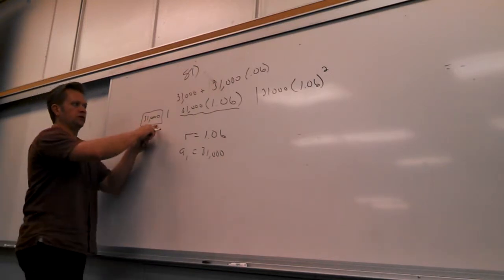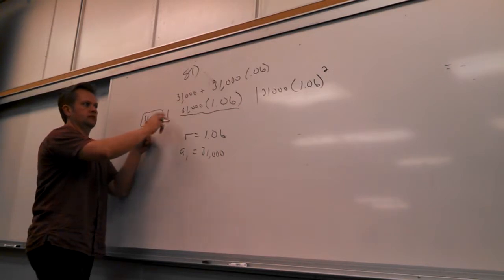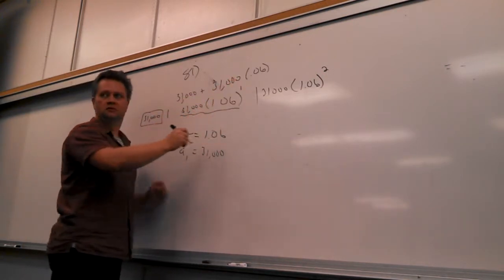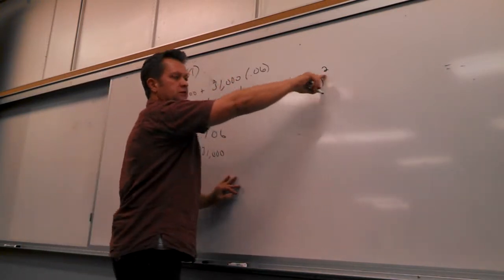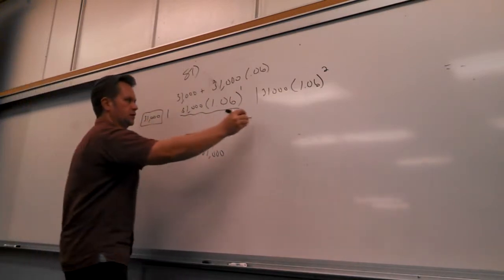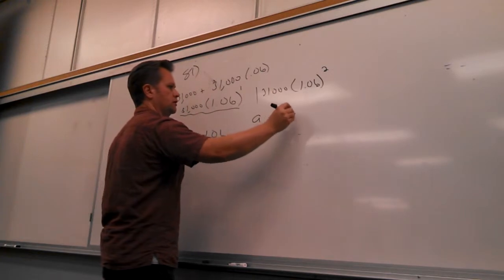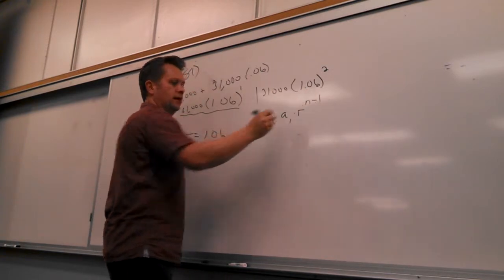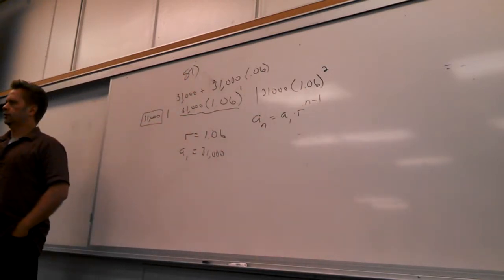So this is the first year. This is the second year. See how that's a 1? This is the third year. See how that's a 2? So that actually is exactly like the formula. The formula is a sub n is a 1 times r to the n minus 1. Right?